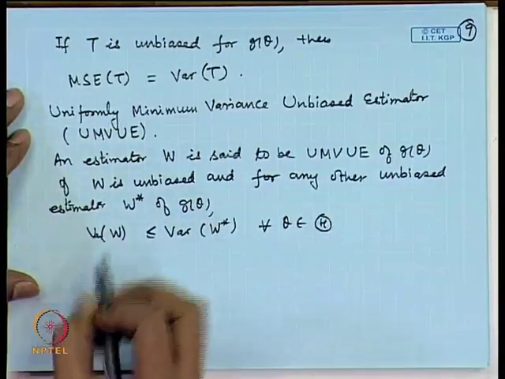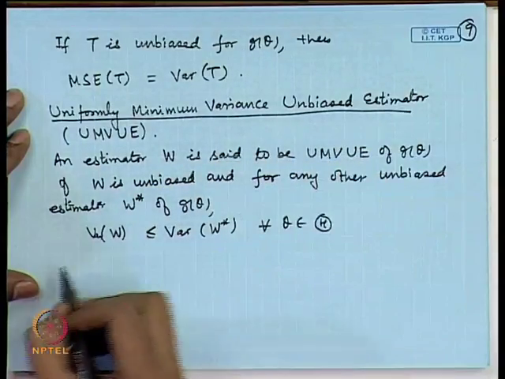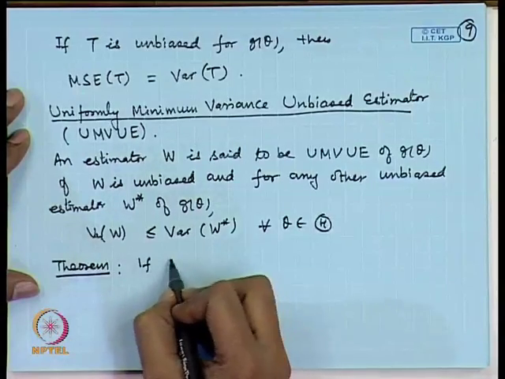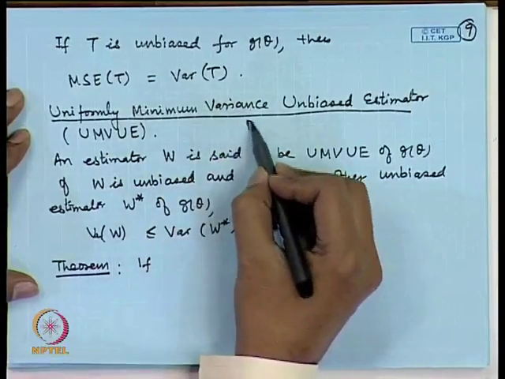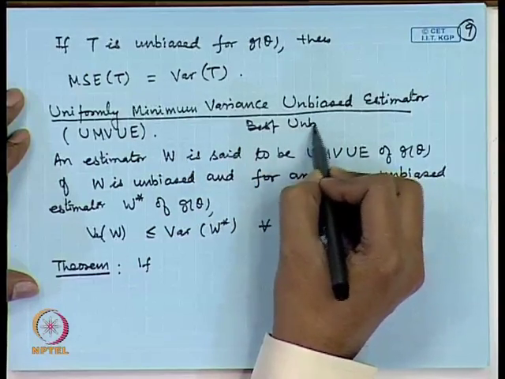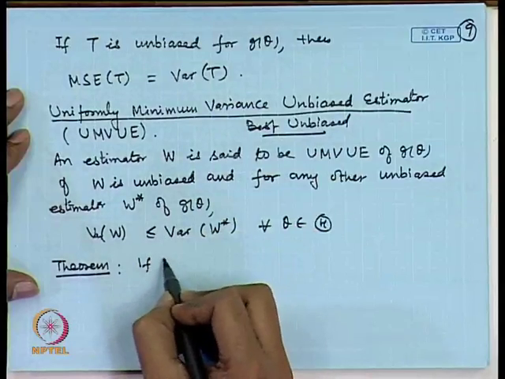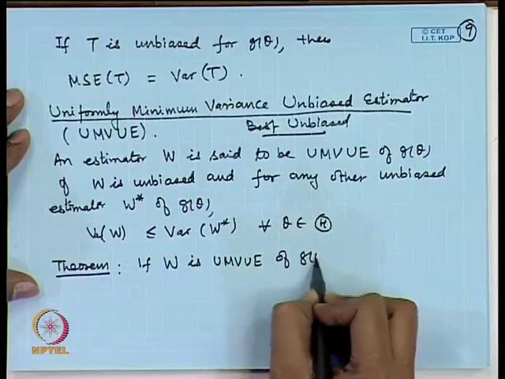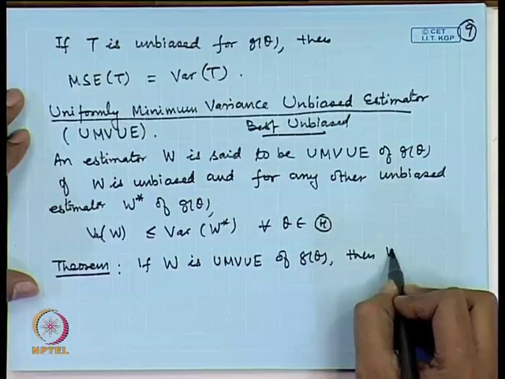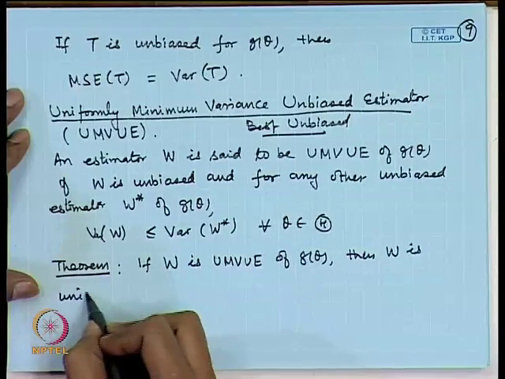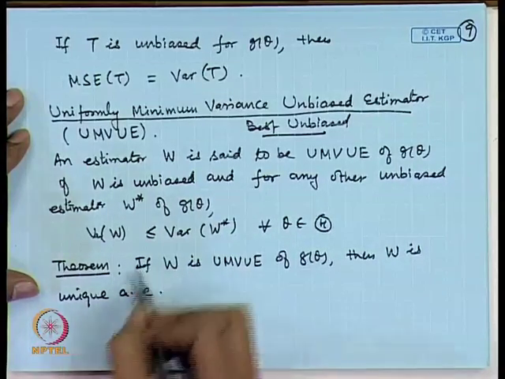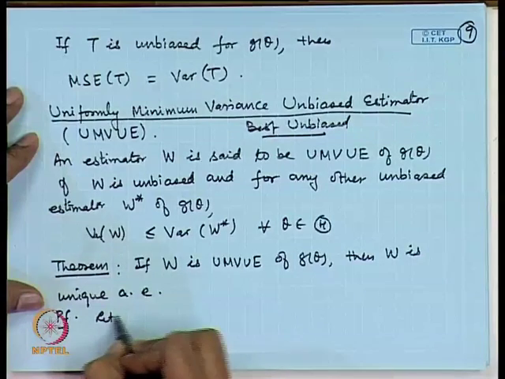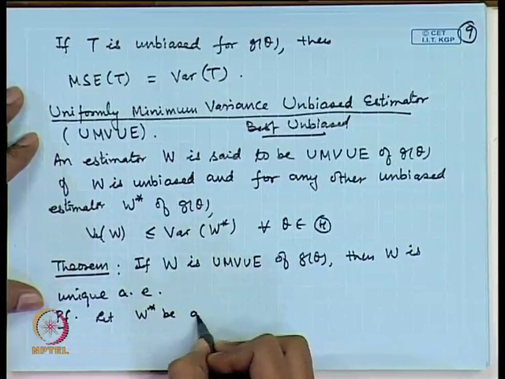The first result in this direction is about the uniqueness of the UMVUE. We also use the terminology best unbiased estimator, etcetera. So, if W is UMVUE of say g theta, then W is unique almost everywhere. So, let W star be another UMVUE.